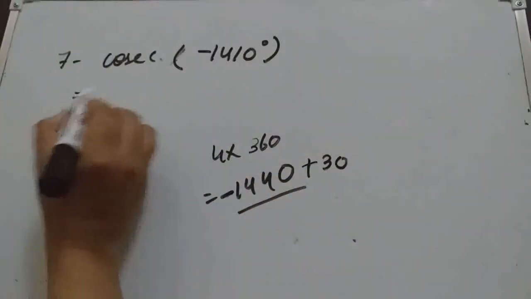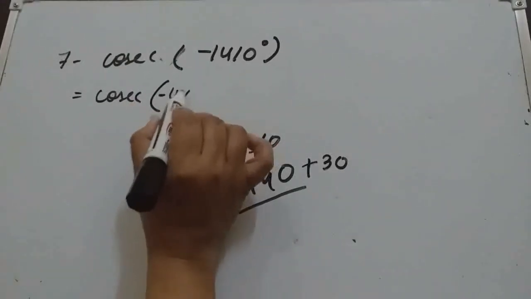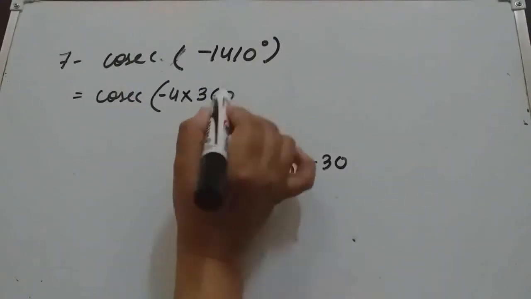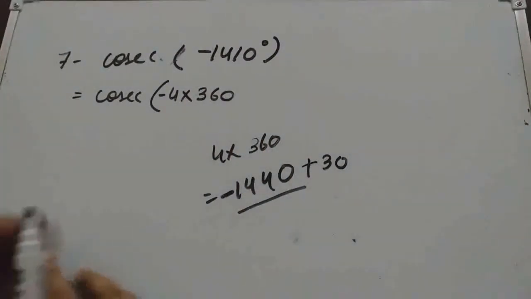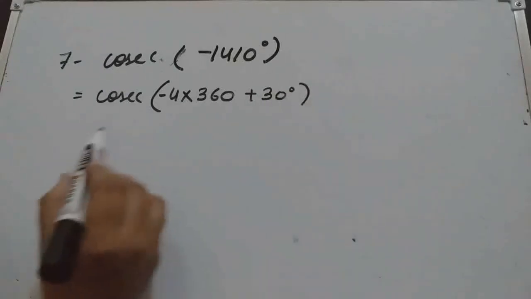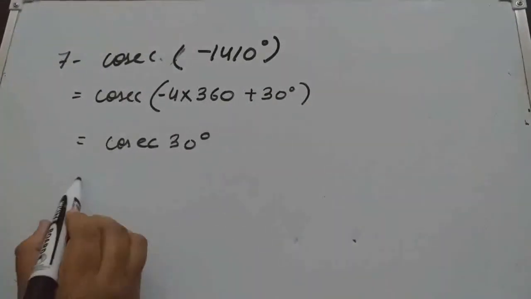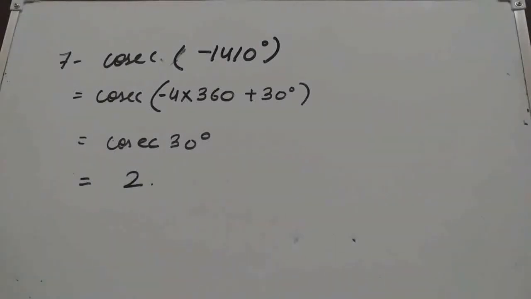So what we can write? How can we split this angle? 4 times minus 360, so it will take 4 turns, and then plus 30. So what value will it give? Cosec 30 only. Cosec 30 is what? 2. So the answer will be 2.